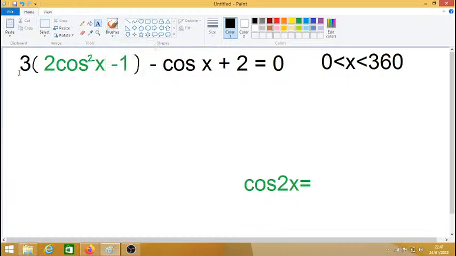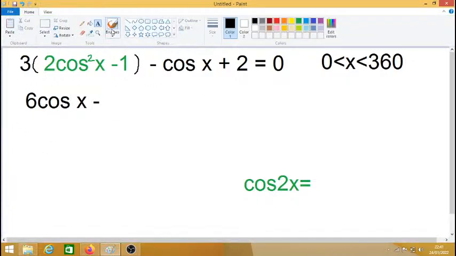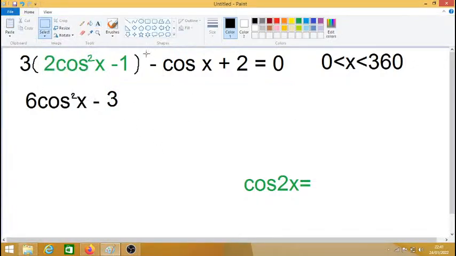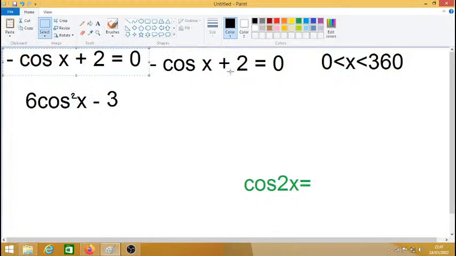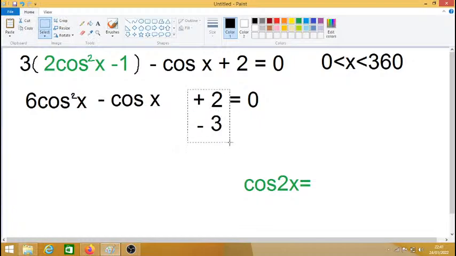Okay, let's expand out then. We've got 3 times 2 cos squared, so that's going to be 6 cos squared x. And then I've got 3 times minus 1, which is minus 3. And then the rest is normal. Nothing to be done here. And now you want to just try and get a quadratic so that you've got only 3 terms and it's equal to 0. So the minus 3 plus the 2, that can be combined. Minus 3 plus 2, that's minus 1. So we can replace all of that with minus 1.